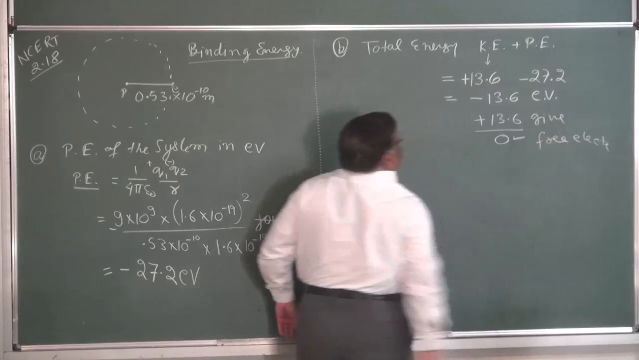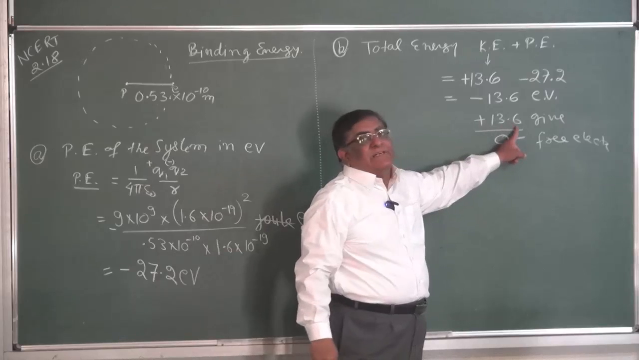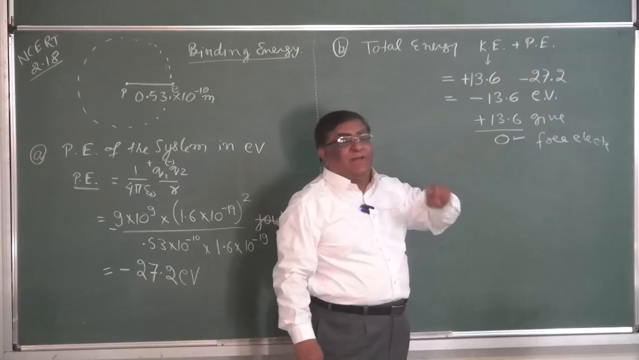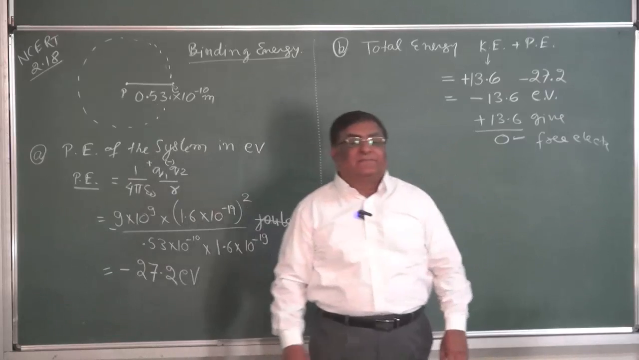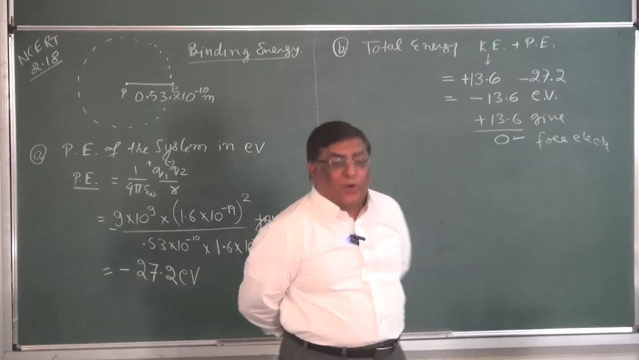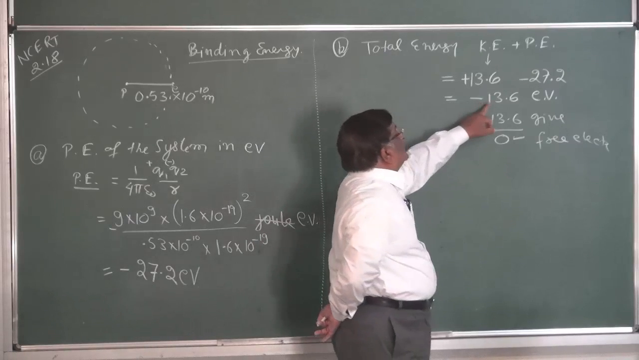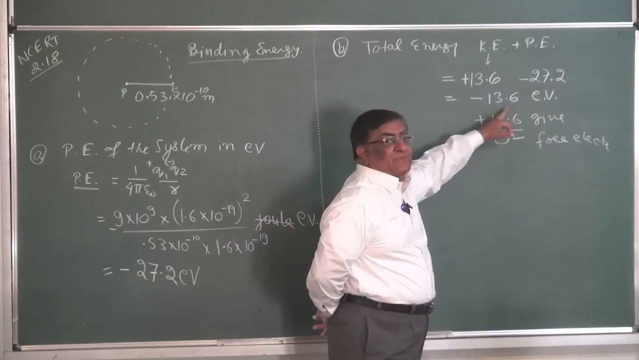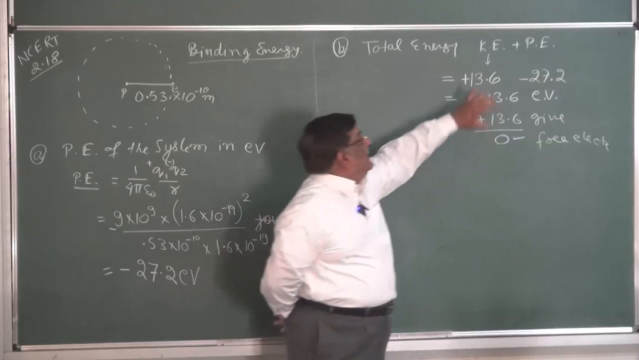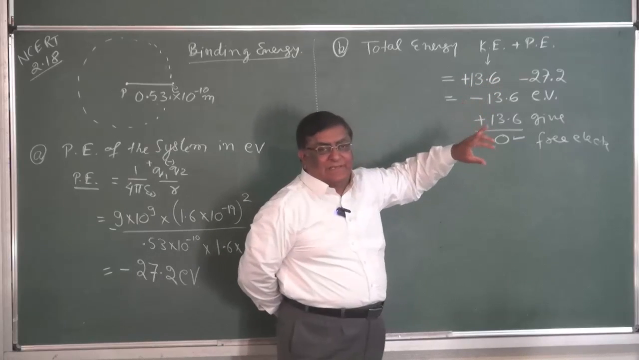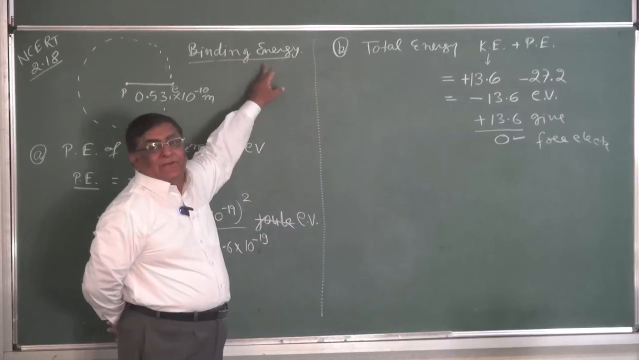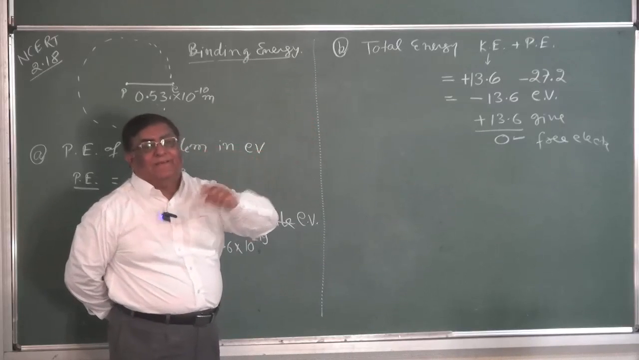So how much energy should I give? 13.6. Then it will become a free electron, and with 0 energy, it can exist anywhere it likes. It can go to infinity, it will become free. So why was it making an orbit? Because it was having a loan of minus 13.6, negative energy. Because of this negative energy, it was making an orbit. So this energy was responsible for the orbiting system. That is why we call it binding energy. This is the energy which keeps it bound.